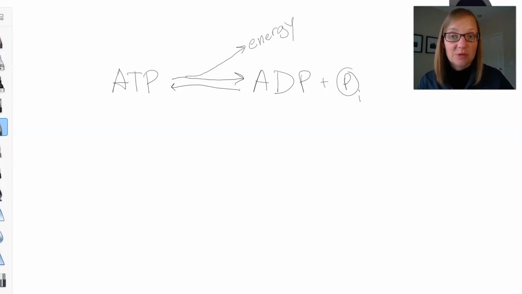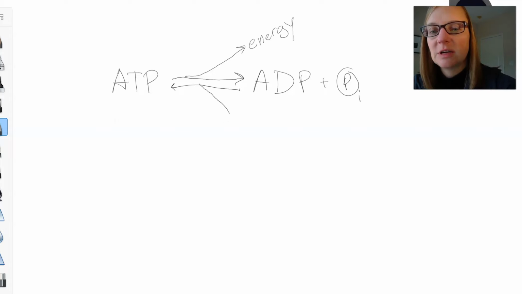And that is in fact exactly what the cell does. However, to go in the opposite direction, to take ADP and the inorganic phosphate to make ATP, do you think this is going to be an endergonic reaction requiring an input of energy, or is it going to be an exergonic reaction releasing energy? I hope that you picked endergonic, right? To build a more complex, more energy-rich molecule like ATP, you're going to have to supply some energy, right? So in this case, energy is going to have to go in.